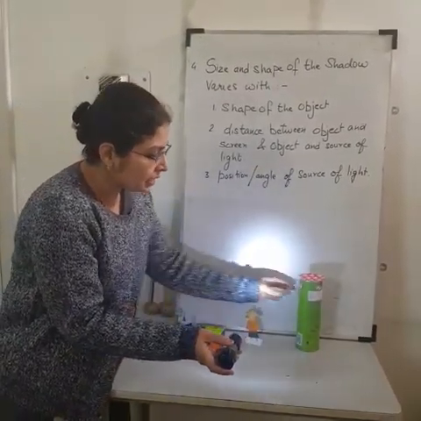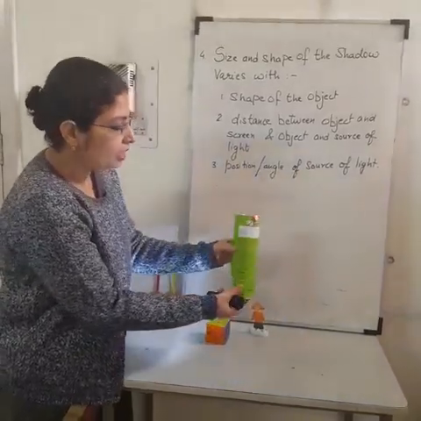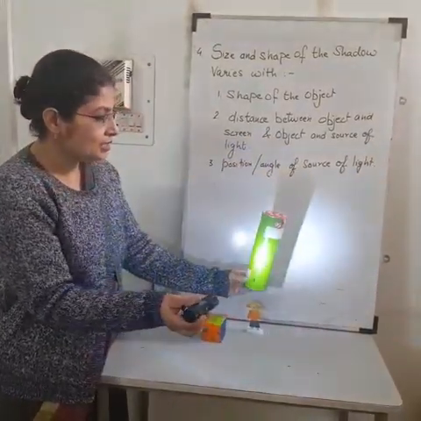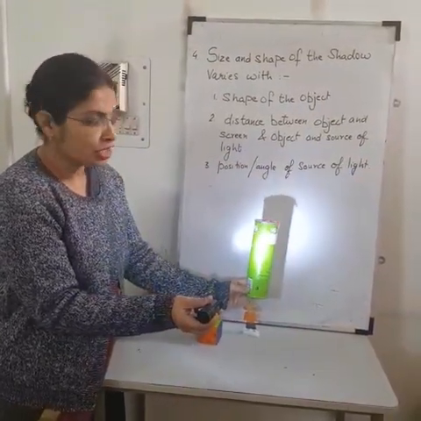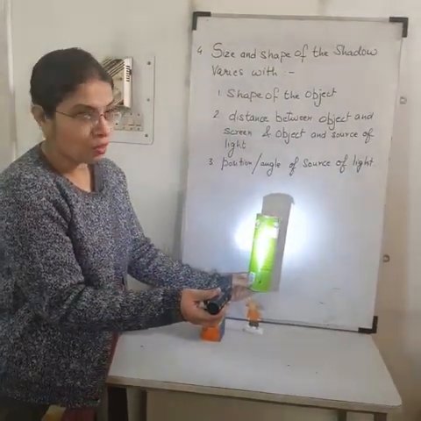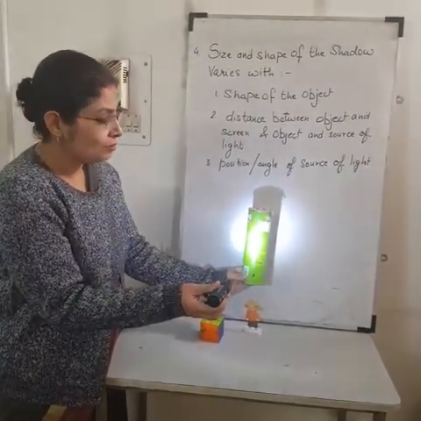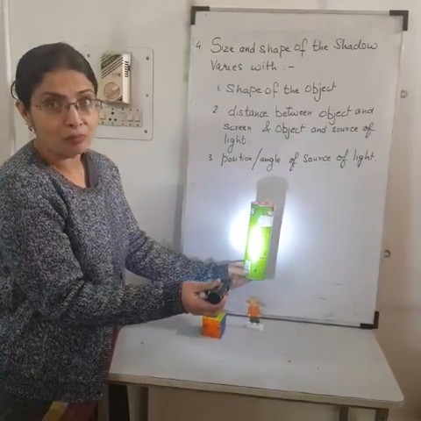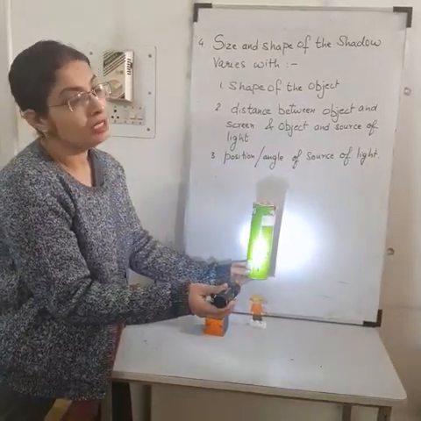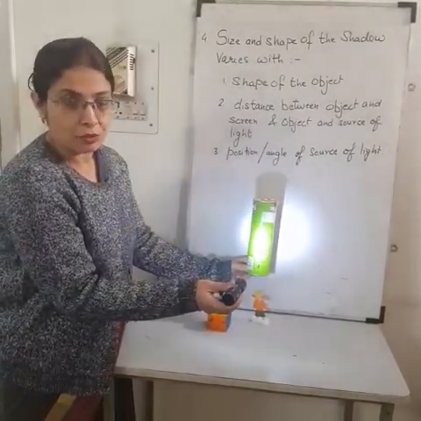And here in this box, which is cylindrical, you can very easily see a rectangular shaped shadow that is formed on the screen. This means that the shape of the object determines the shape of the shadow.